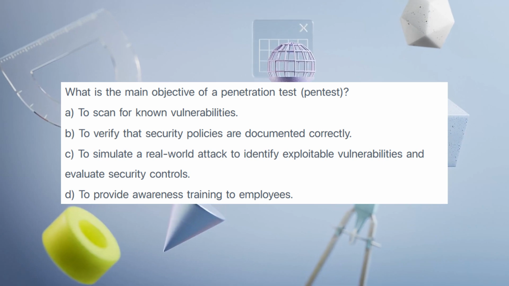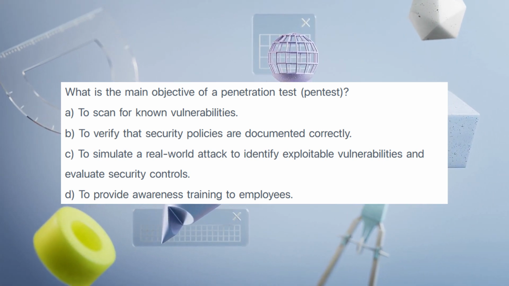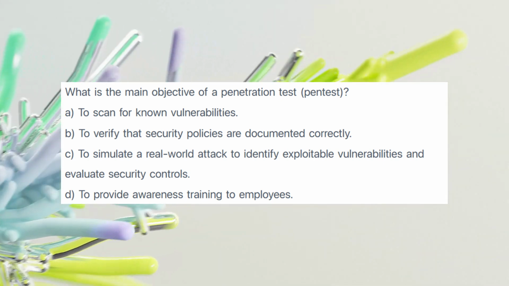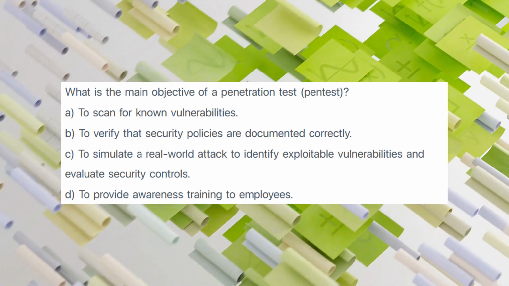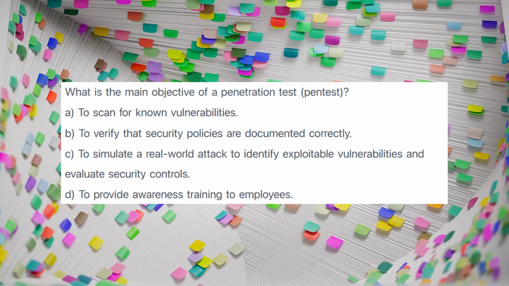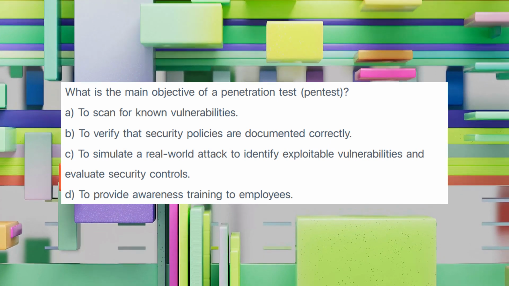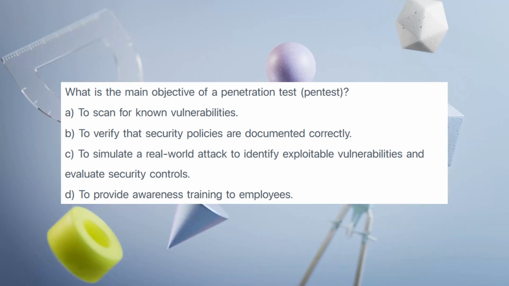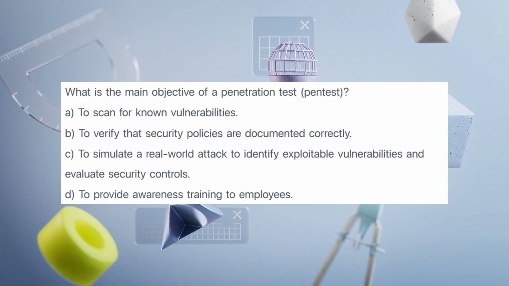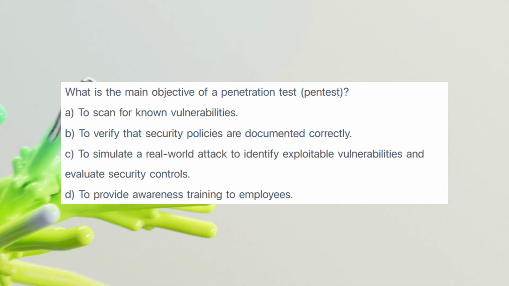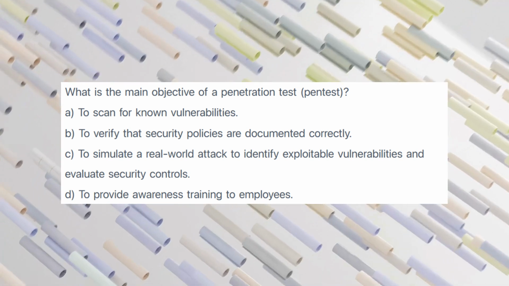What is the main objective of a penetration test, pen test? A, to scan for known vulnerabilities. B, to verify that security policies are documented correctly. C, to simulate a real-world attack to identify exploitable vulnerabilities and evaluate security controls. D, to provide awareness training to employees. Take a moment to think.